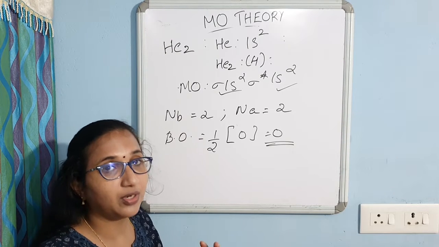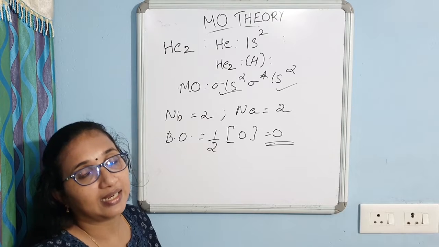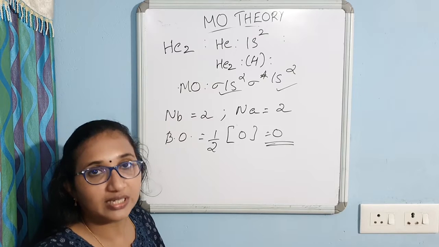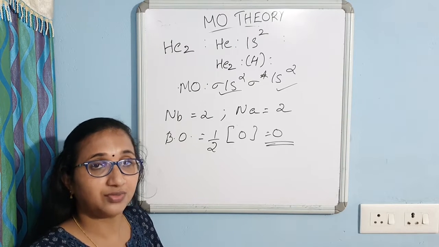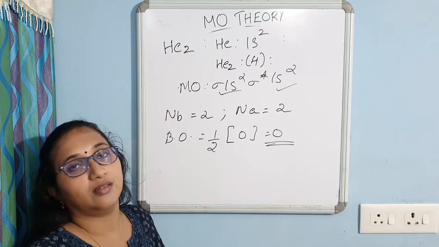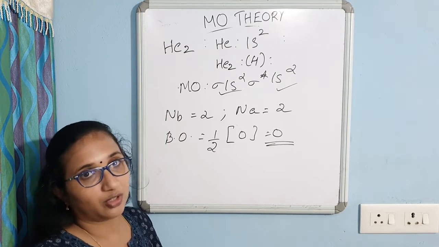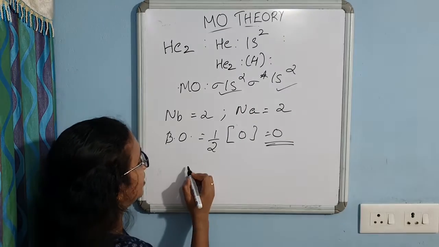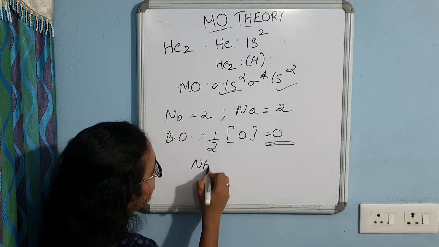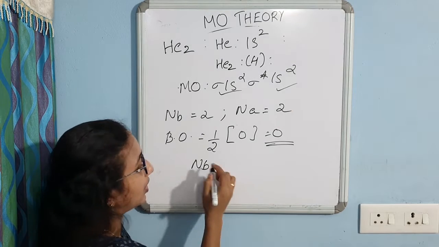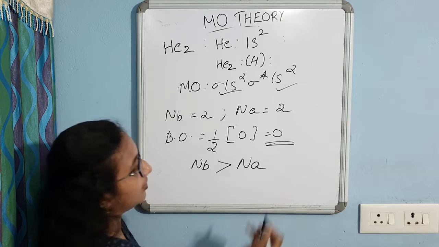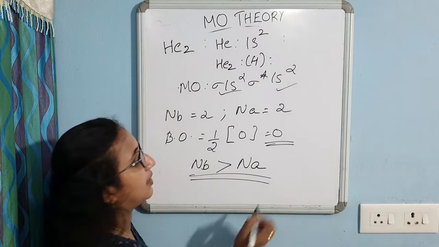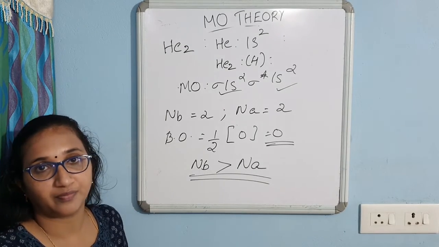So the bond order of any molecule will give you a direct interpretation of its stability. If the bond order is positive, the molecule is stable and will exist. If the bond order is 0 or negative, there is no existence of that molecule. So here it is clear from the equation that for a stable molecule, the number of electrons in the bonding molecular orbital should be greater than the number of electrons in the antibonding molecular orbital. Only in such a case can there be a positive value of bond order.